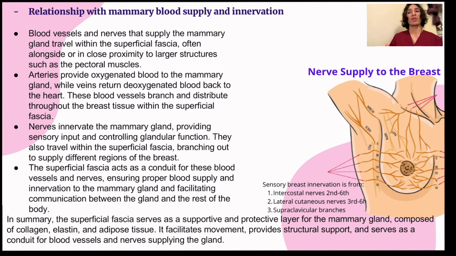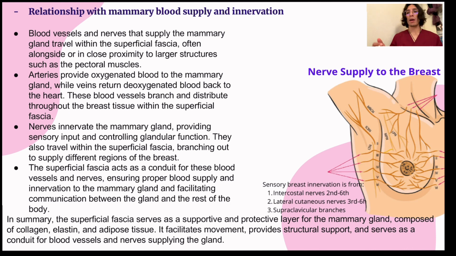Relationship with mammary blood supply and the innervation. Blood vessels and nerves that supply the mammary gland travel within the superficial fascia, often alongside or in close proximity to larger structures such as the pectoral muscles. Arteries provide oxygenated blood to the mammary gland, while veins return the deoxygenated blood back to the heart. These blood vessels branch and distribute throughout the breast tissue within the superficial fascia.